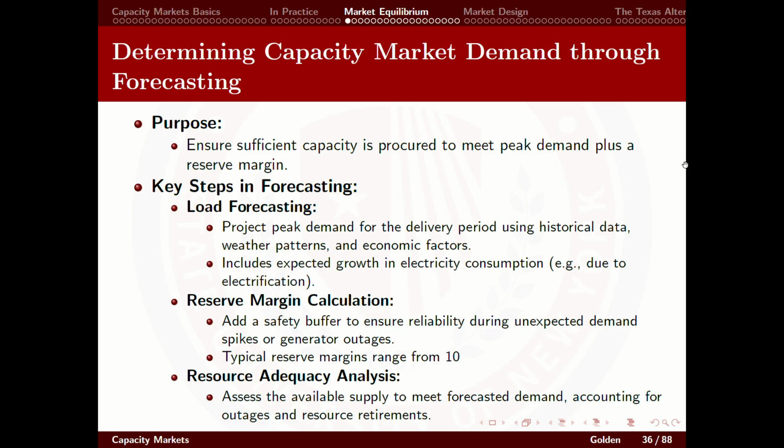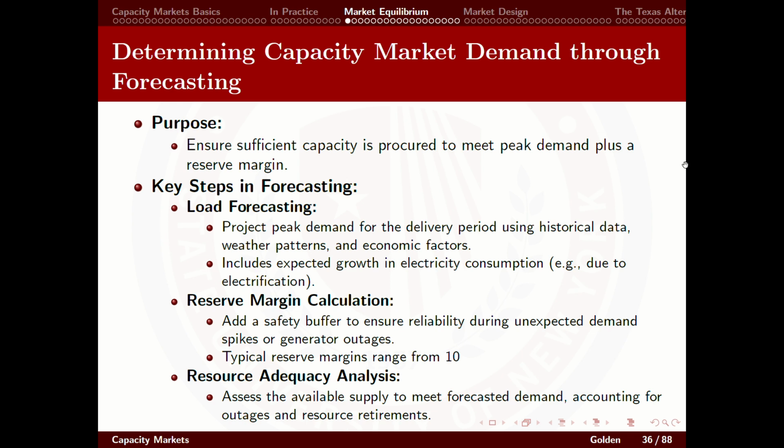So the first step is that you forecast load, you project peak demands for the delivery period. Using historical data, weather patterns, and economic factors, you want to incorporate any factors like increase in population and expected growth in electricity consumption. Particularly, you want to think about electrification. You want to think about the fact that there are a lot of Teslas coming online. There's a lot of people who are electrifying a lot of things.